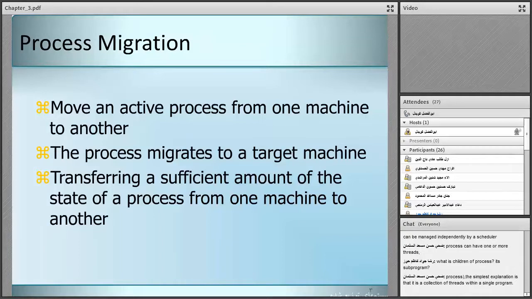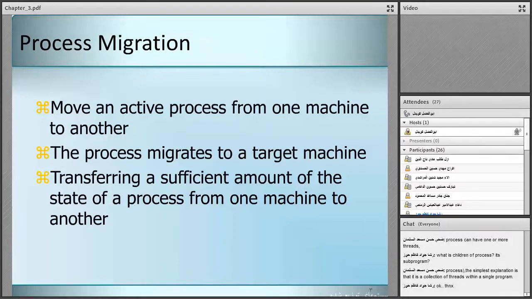Okay, sir. One of the students asked what is children of process. Process concept is a very vast concept in operating system. You can go back to your bachelor operating system and study about processes and threads in depth, okay? So it's not our main concept in this lesson, and we focus on process migration here. So if we know what is process, then we can go to process migration concept.